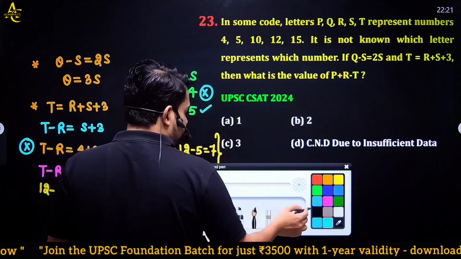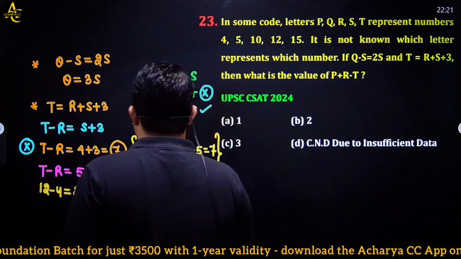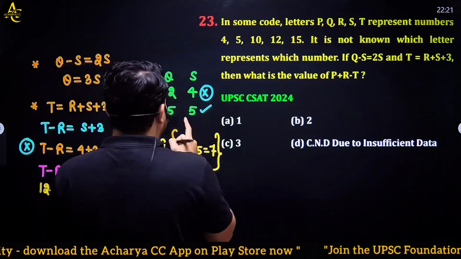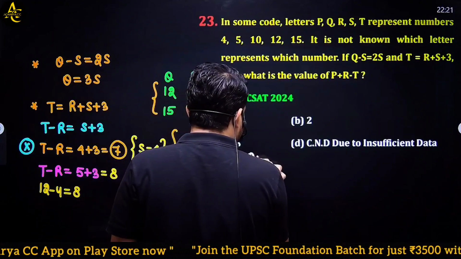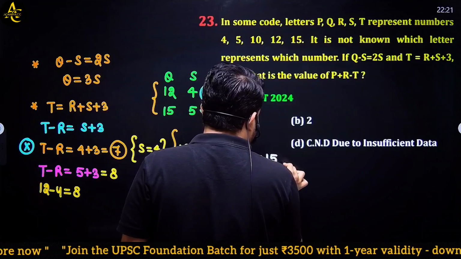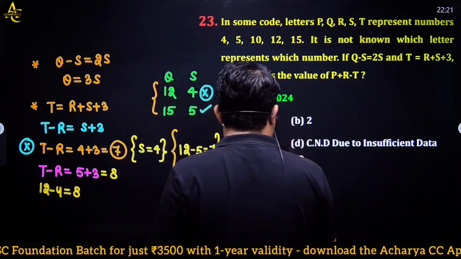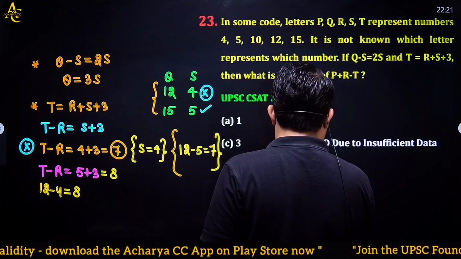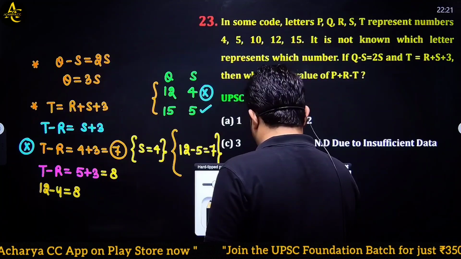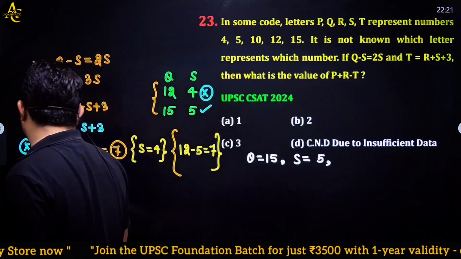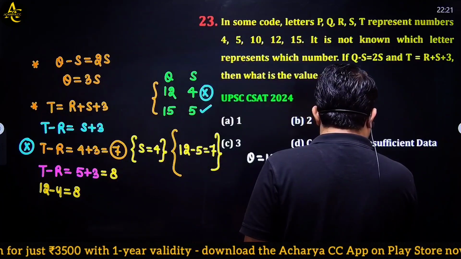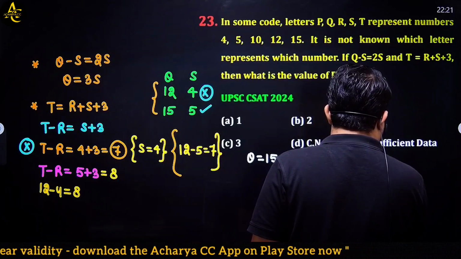So I have all the values. See, this combination passed. It means q is equal to 15 here. I will do the postmortem of each and every question and make you Aryabhatta of mathematics. S is equal to 5, here t is equal to 12, and r is equal to 4.